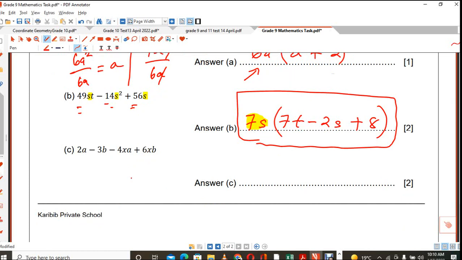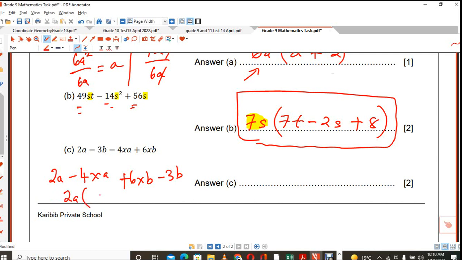There are 2 ways you can do this. I can rearrange. I can say 2a minus 4xa, because I want the 4 and the 2 together. I also want the a together. Are you with me? Then I have plus 6xb minus 3b. Now, what is common between 2 and 4?